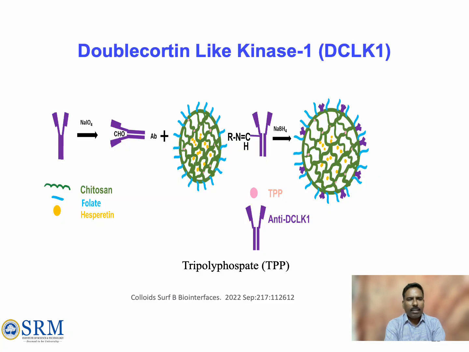Doublecortin-like kinase 1 has been shown to mark the cancer stem cells, and there are Nature publications suggesting that if you target the cancer stem cells, you can efficiently inhibit tumor growth. So DCLK1 could be an effective target to inhibit the cancer stem cells specifically. There are strategies to design nanoparticles and functionalize them with antibodies against DCLK1. In this way, you can selectively target the cancer stem cells.